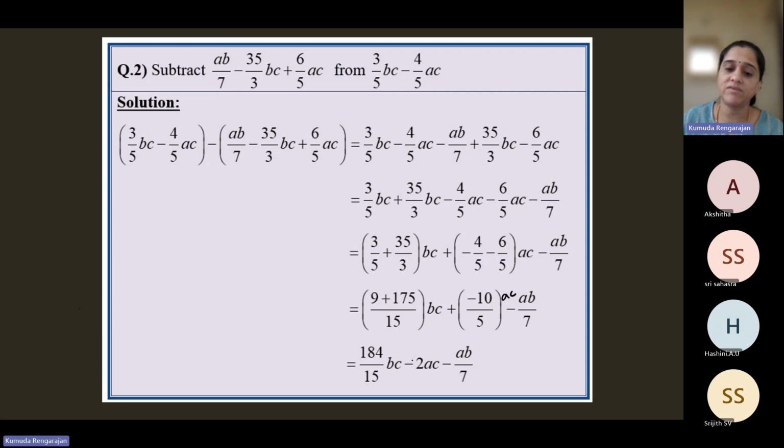Harini, how does this 10 by 5 become 2 here? Simplifying. 5 ones are 5, 5 twos are 10. So minus 2 AC. All right. Okay. Next one.